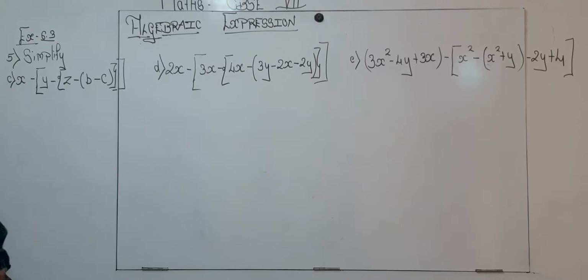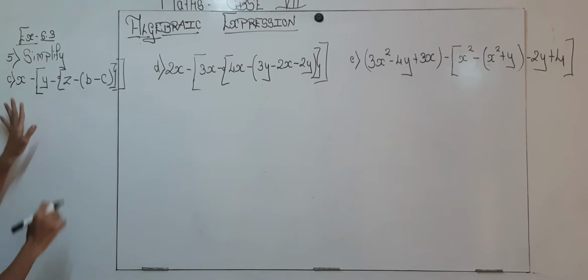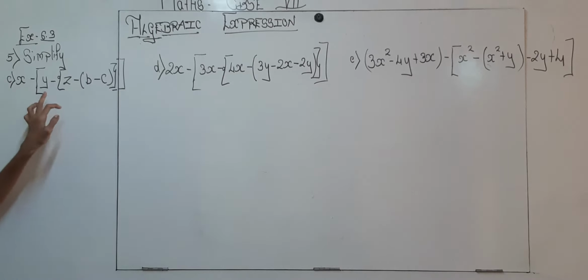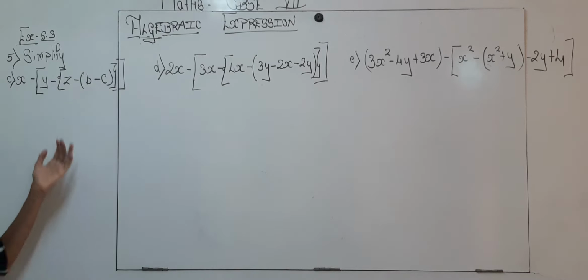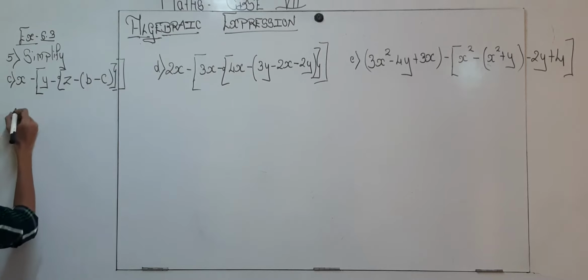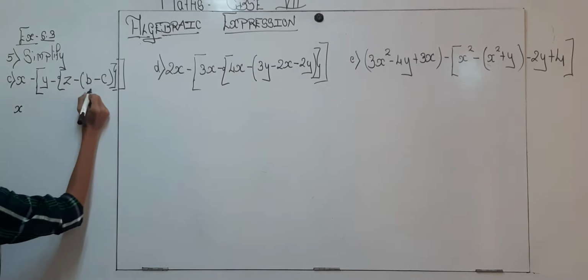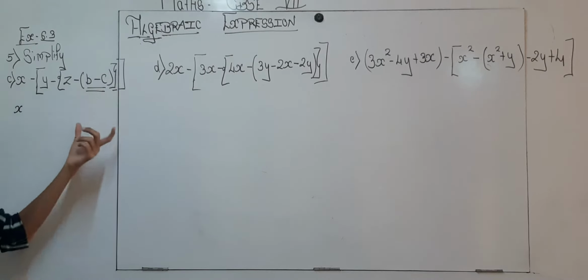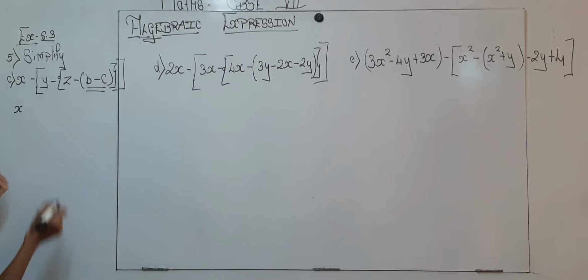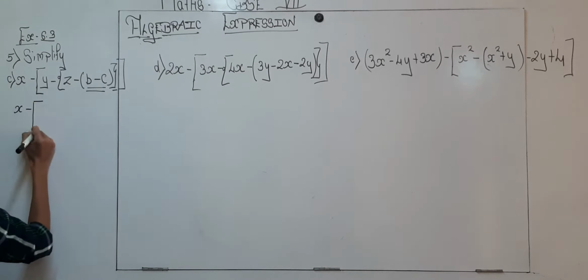Okay, now we are going to do our question number 5, C question. Over here, x minus, in the bracket, y minus, again in the smaller bracket, z minus b minus c. Okay, now we have to split this. So the first concept is to split the inner bracket. So b minus c should be split. So I am writing the rest of the bracket as it is.